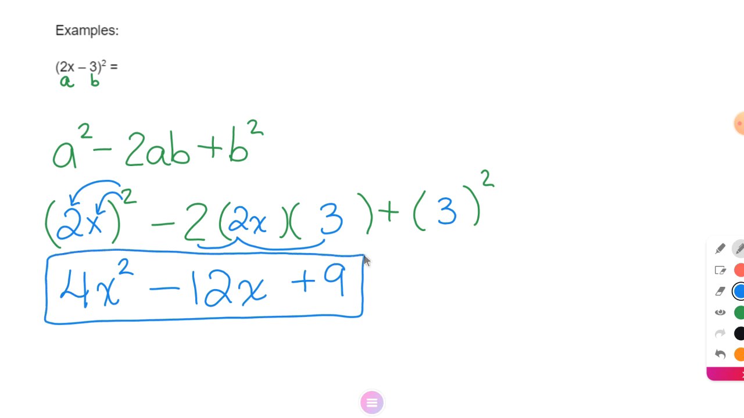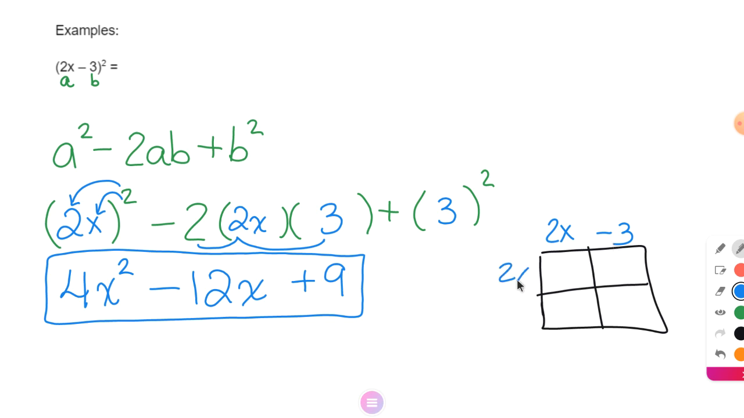Now if you're saying, I really don't like that formula, that says it's 2x minus 3 squared. So 2x minus 3 times 2x minus 3. Top left box, 2x times 2x is 4x squared. 2x times negative 3 is negative 6x. 2x times negative 3 is negative 6x. Negative 3 times negative 3 is positive 9.